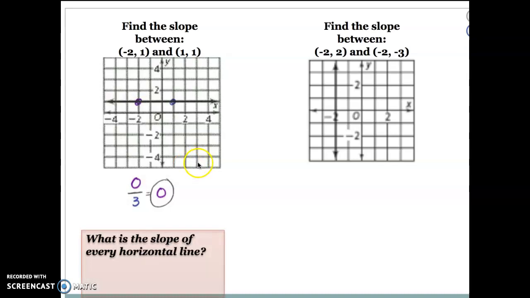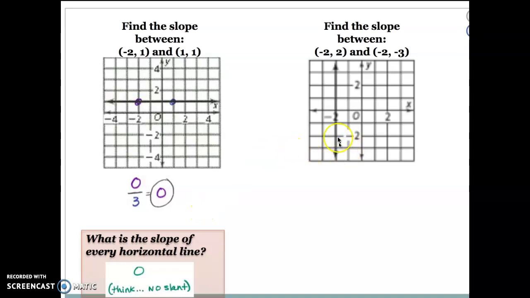So the slope of every horizontal line, because it doesn't have any steepness, it's not increasing or decreasing. Just think about like walking on flat ground. There is no slope or steepness of flat ground. It has a slope of 0. So think no slant with that.